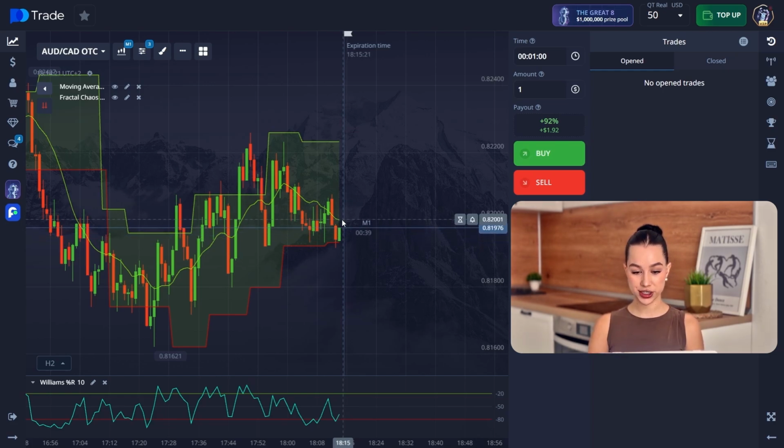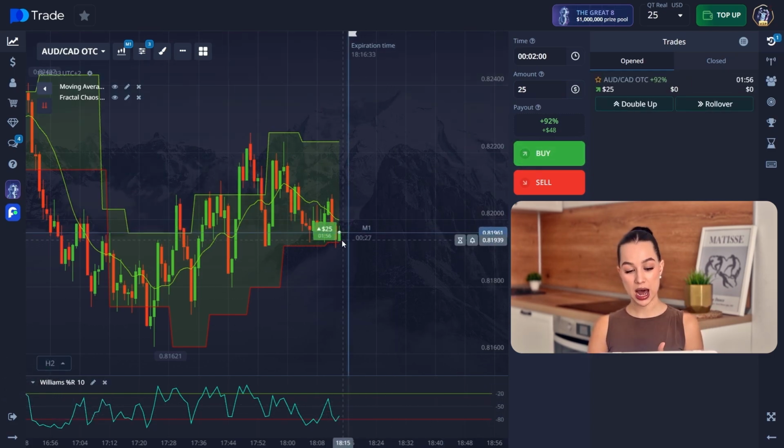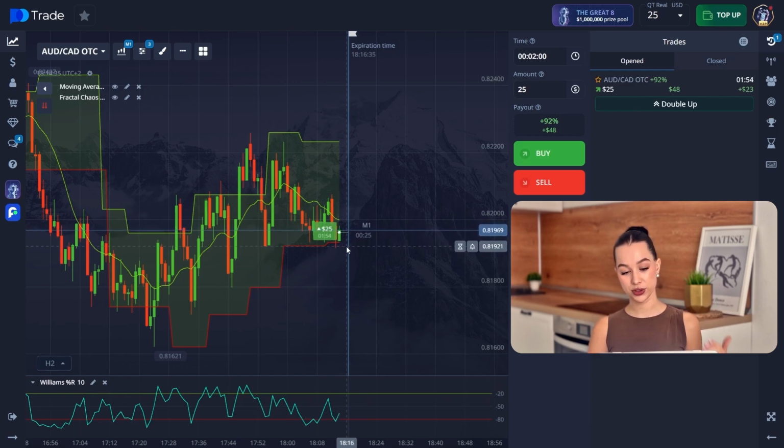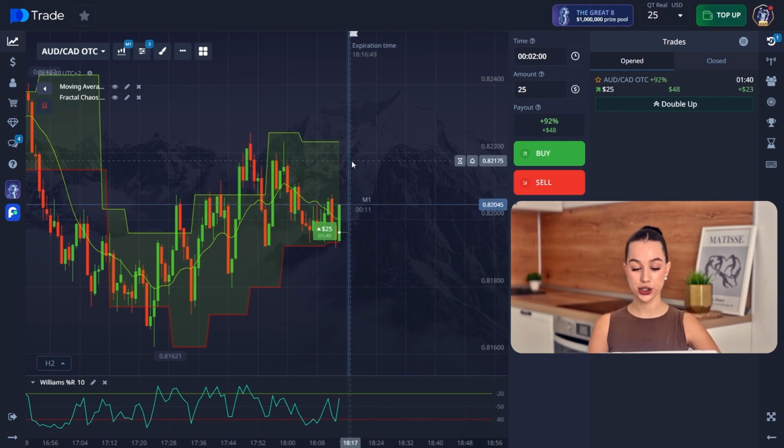So guys, let's change our expiration time to 2 minutes, amount of money per trade to $25. And let's open here a buy trade for 2 minutes, because we can see here that the price touched the lower Fractal Band, showing us that really soon a reversal could happen here. Also, we can see on the Williams that before, the main line was in the oversold zone on the red line, and now it starts reversing in an upward direction, and also the price is now higher than the moving average line, so it's also giving us the buy signal.